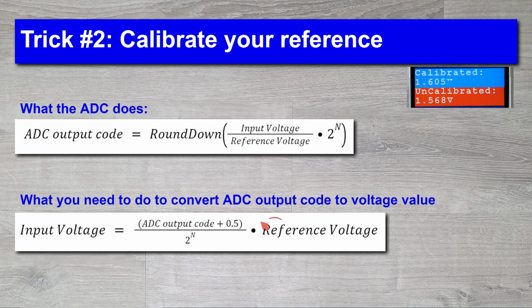If this reference voltage and this reference voltage don't match each other, then you're going to end up with an error in the multimeter that you're building. So what is the difference between these two reference voltages? This reference voltage is what is actually being fed to the ADC physically, while this reference voltage is what you code into your program.